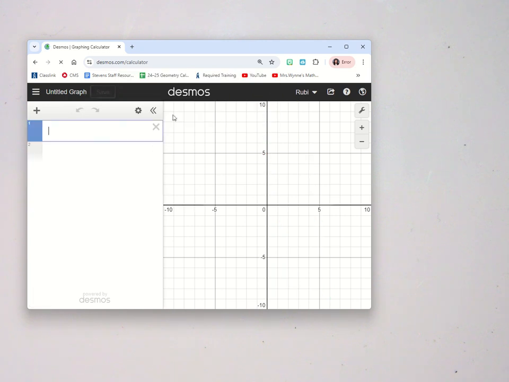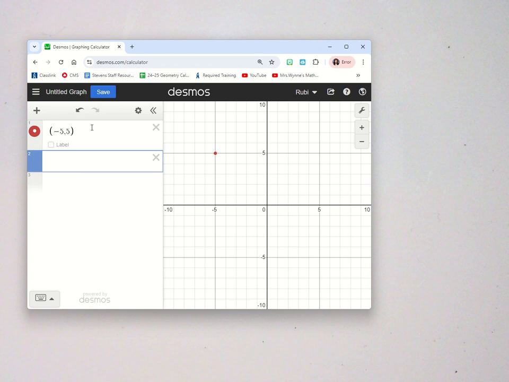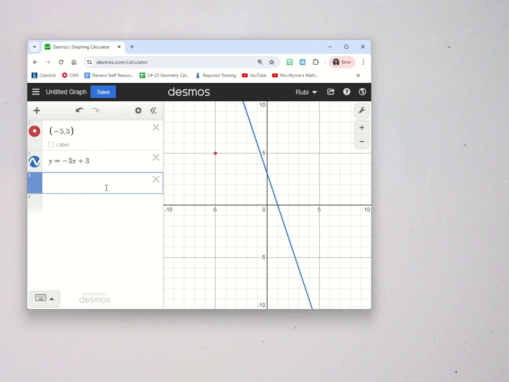Okay, for the next one, we're going to check number 10. They want you to go through the point -5, 5. And they're giving you the equation y equals -3x plus 3. So that's the equation they're giving you. That's the point they want you to go through. And the equation we created was 3x plus y equals -10. So notice again the green line going through the red point. All right, so this verifies that what we're doing is correct.